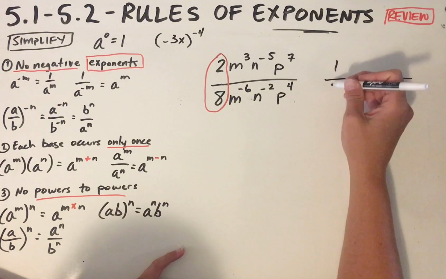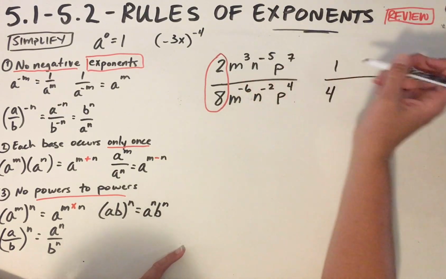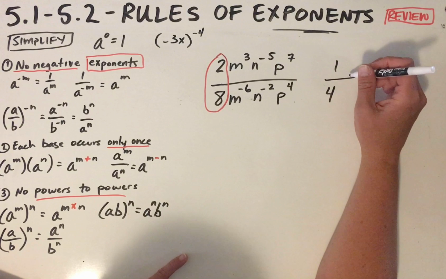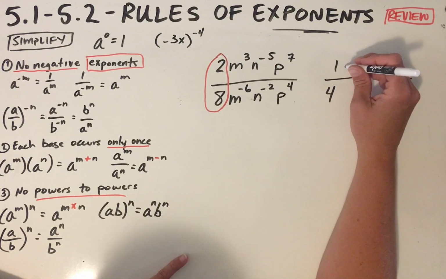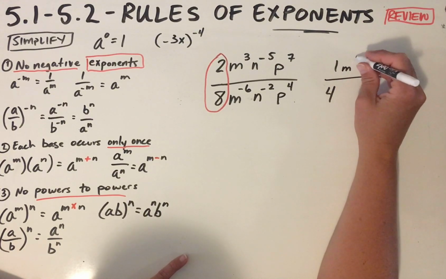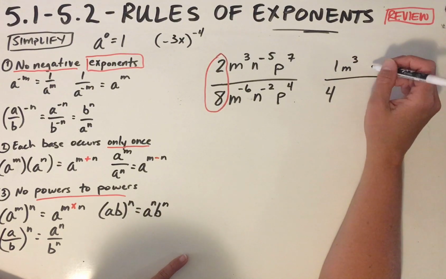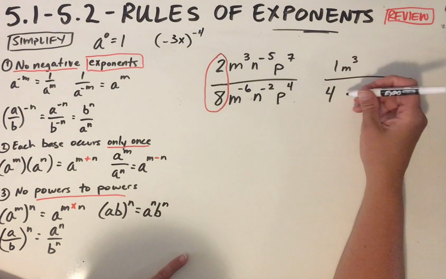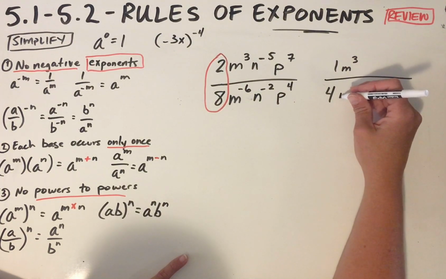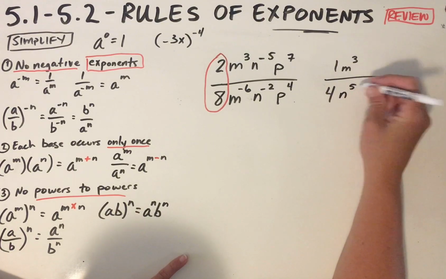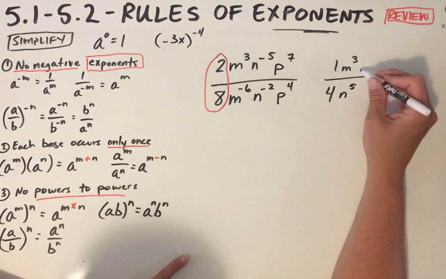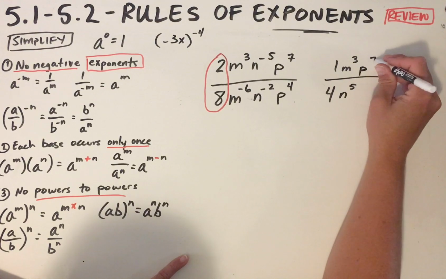2/8 is the same thing as 1/4. This m cubed is positive. So right now I'm just going to focus on negative exponents, and I'm going to get rid of all the negative exponents. M cubed stays. This n to the -5th is going to have to go downstairs because he's being naughty. P to the 7th is positive, so it can stay upstairs.